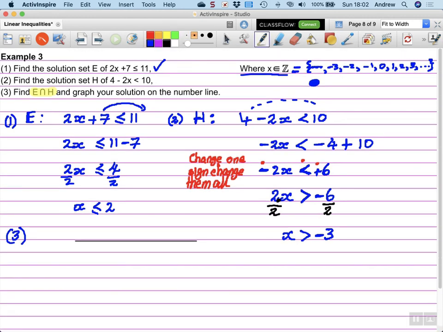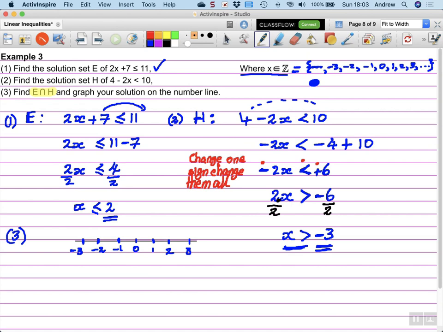I have a tendency to go with the lowest number first. So I've got a choice between -3 and +2. So I'm going to go with -3. And according to this, I need numbers bigger than minus 3. So a number that's bigger than minus 3 is minus 2, minus 1, 0, 1, 2, 3.